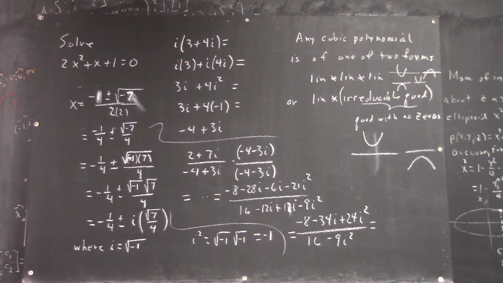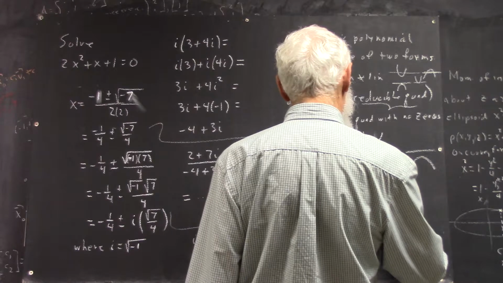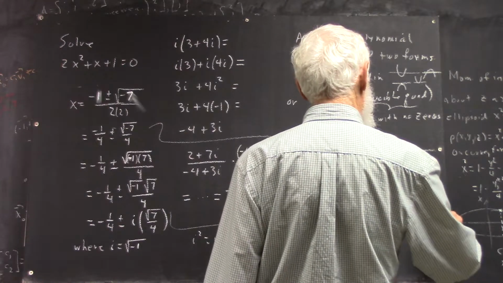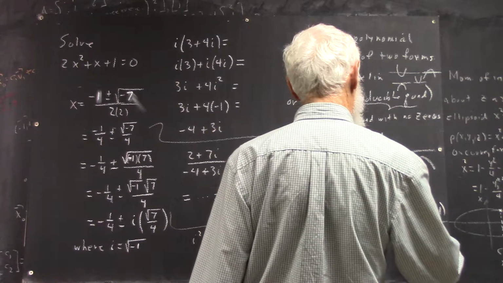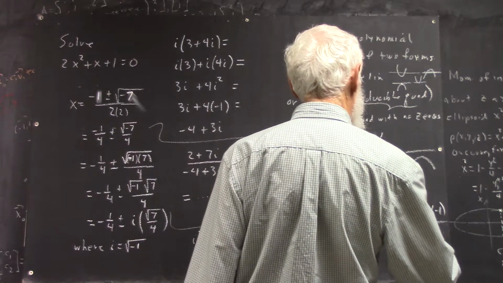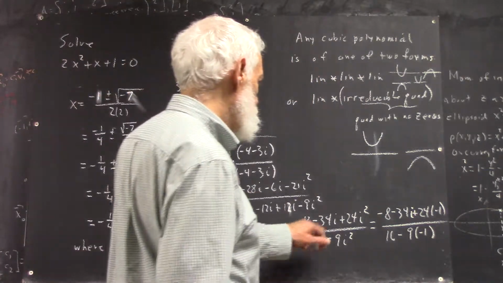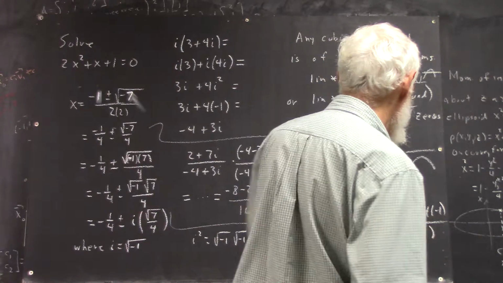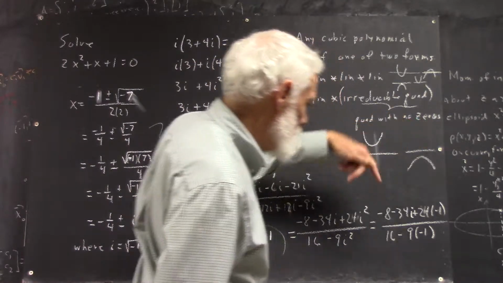Now, we just established that i squared is negative 1, so we have negative 8 minus 34i plus 24 times negative 1, all divided by 16 minus 9 times negative 1. There should be a 21i squared, isn't it? Yeah, I copied it down wrong. Thank you. I repeat at least a dozen times a day, keep an eye on that.